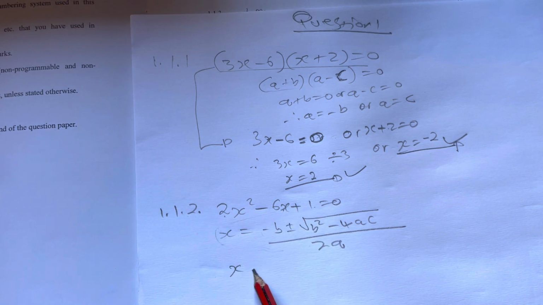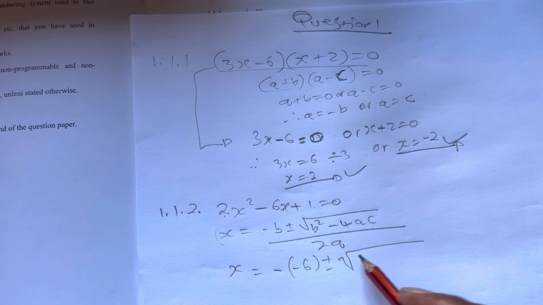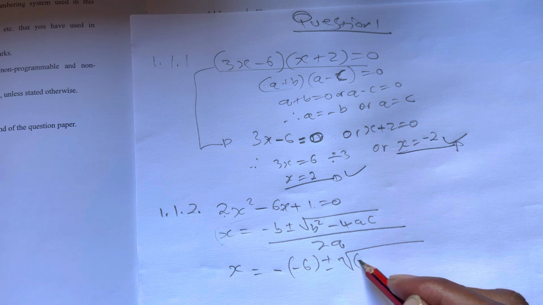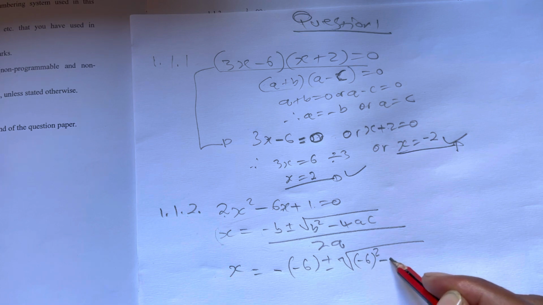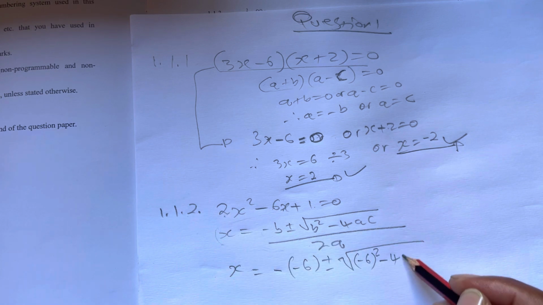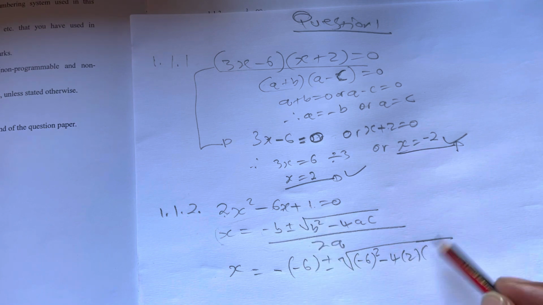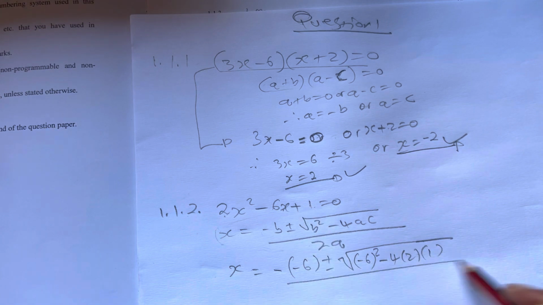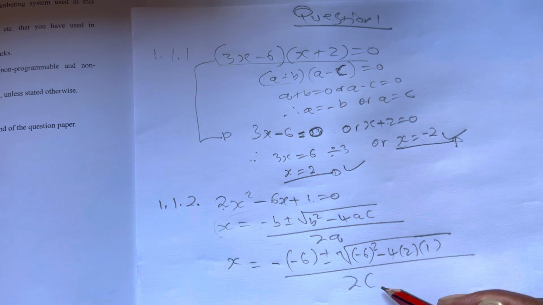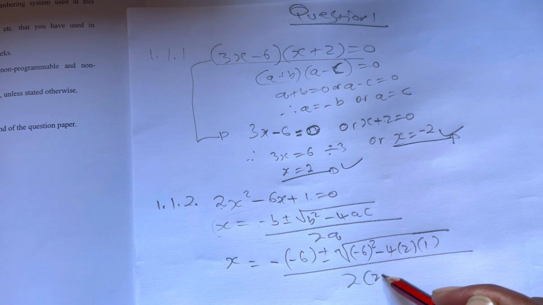Then you substitute x equals to minus your B, which is negative 6, plus minus square root of negative 6 squared minus 4, your A is 2, and then your C is 1, all over 2, and then A is 2.